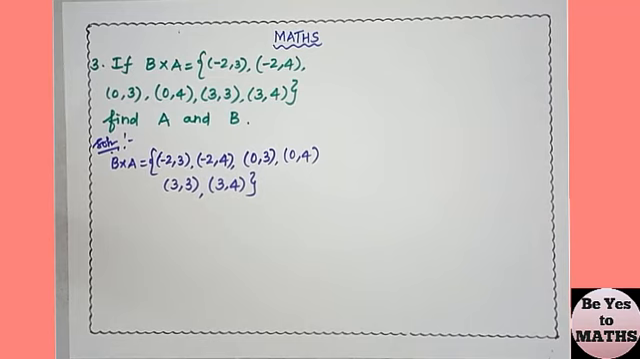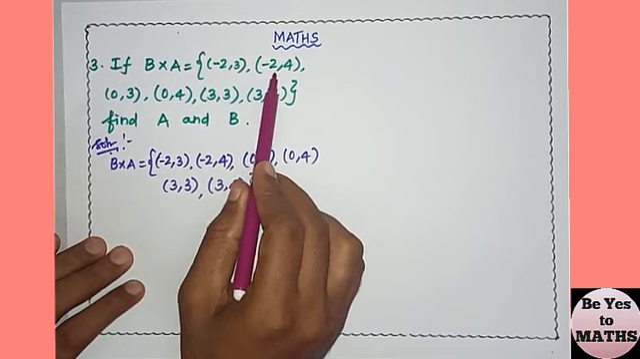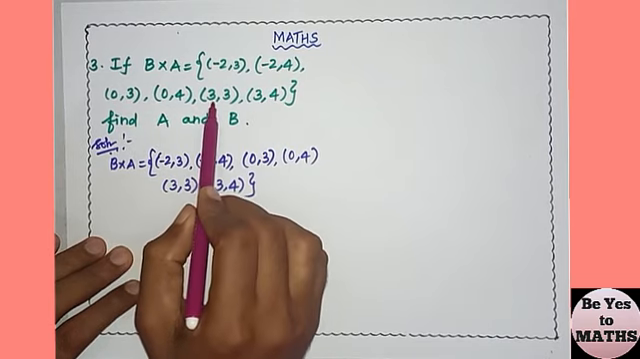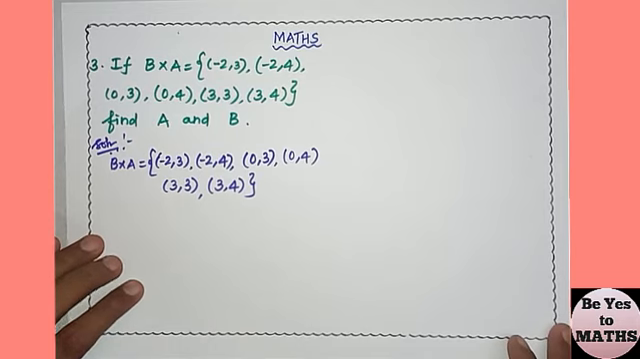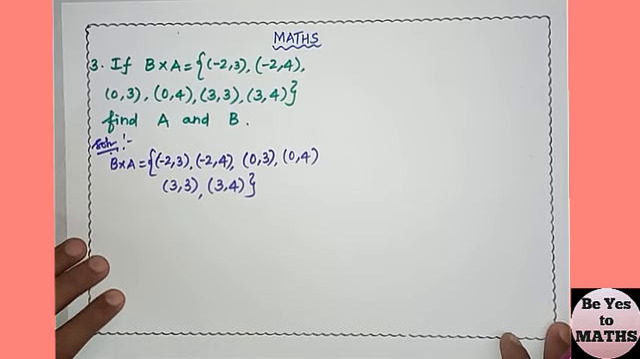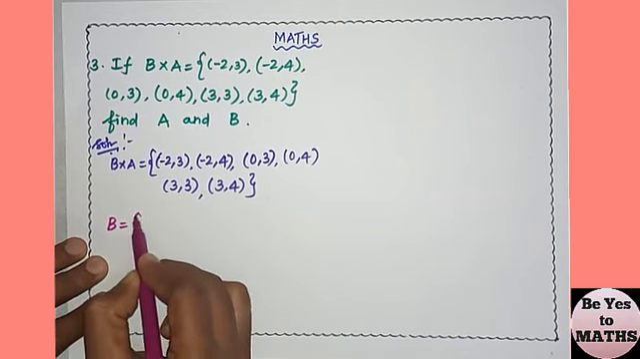Here is a third question from exercise 1.1. Here the product B cross A is given. If B cross A is equal to {(-2,3), (-2,4), (0,3), (0,4), (3,3), (3,4)}, find A and B. We have to write the sets A and B. So first of all, set B.